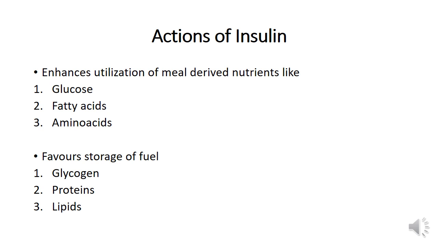The actions of insulin: basically insulin is going to enhance the disposal of meal derived nutrients, glucose, fatty acids and amino acids. Insulin also favors the storage of fuel in the form of glycogen in the liver and the skeletal muscle. Insulin also enhances the synthesis of proteins and lipids. Therefore, insulin is termed as an anabolic hormone.